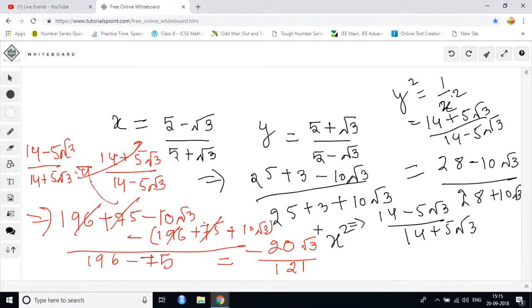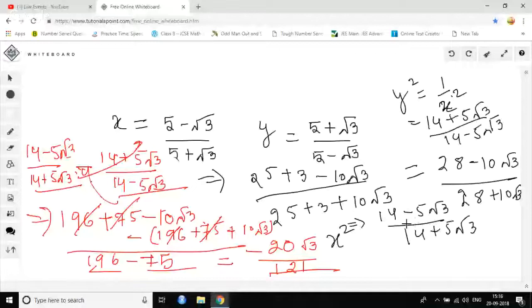So how many of you, one second, have I done any mistake over here? 14 minus 14 square is 196, 5 root 3 square is 75. So how much is it? This is nothing but 121. And this is coming how much? 20 root 3. Guys, just check if there is any calculation mistake here.